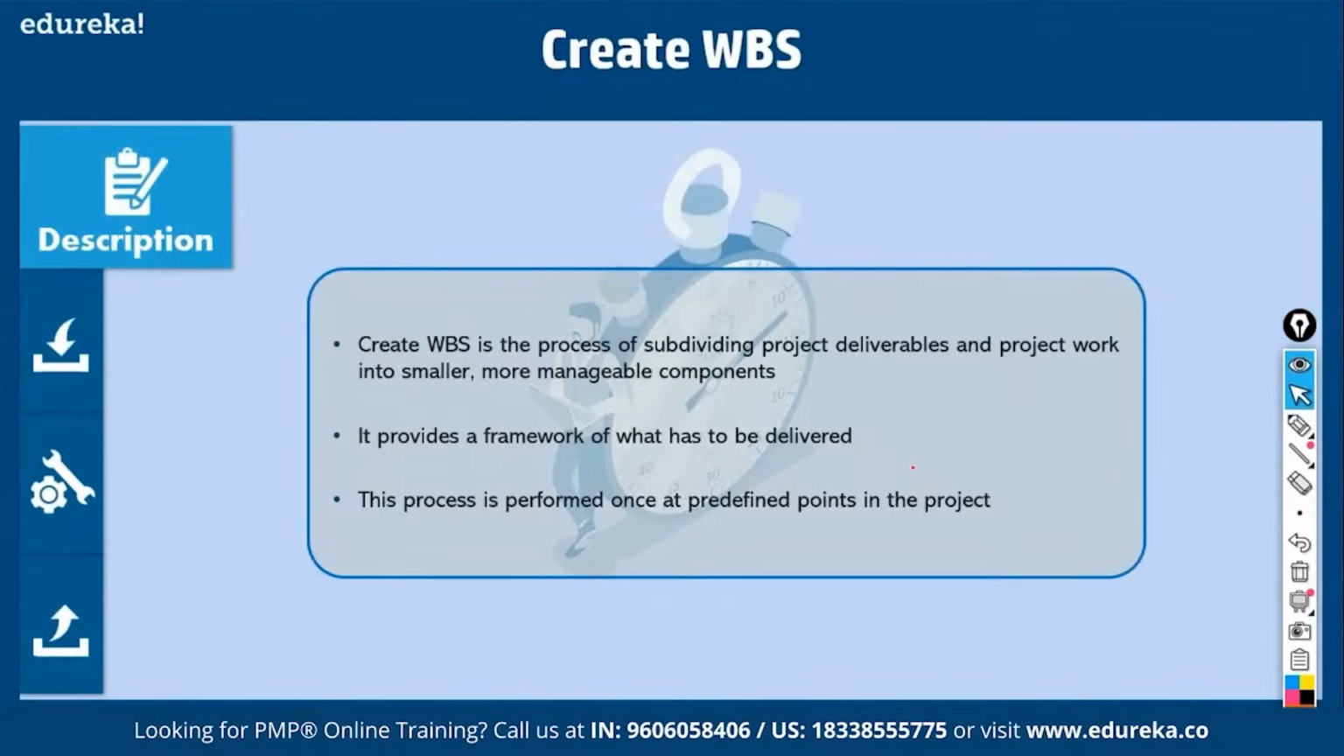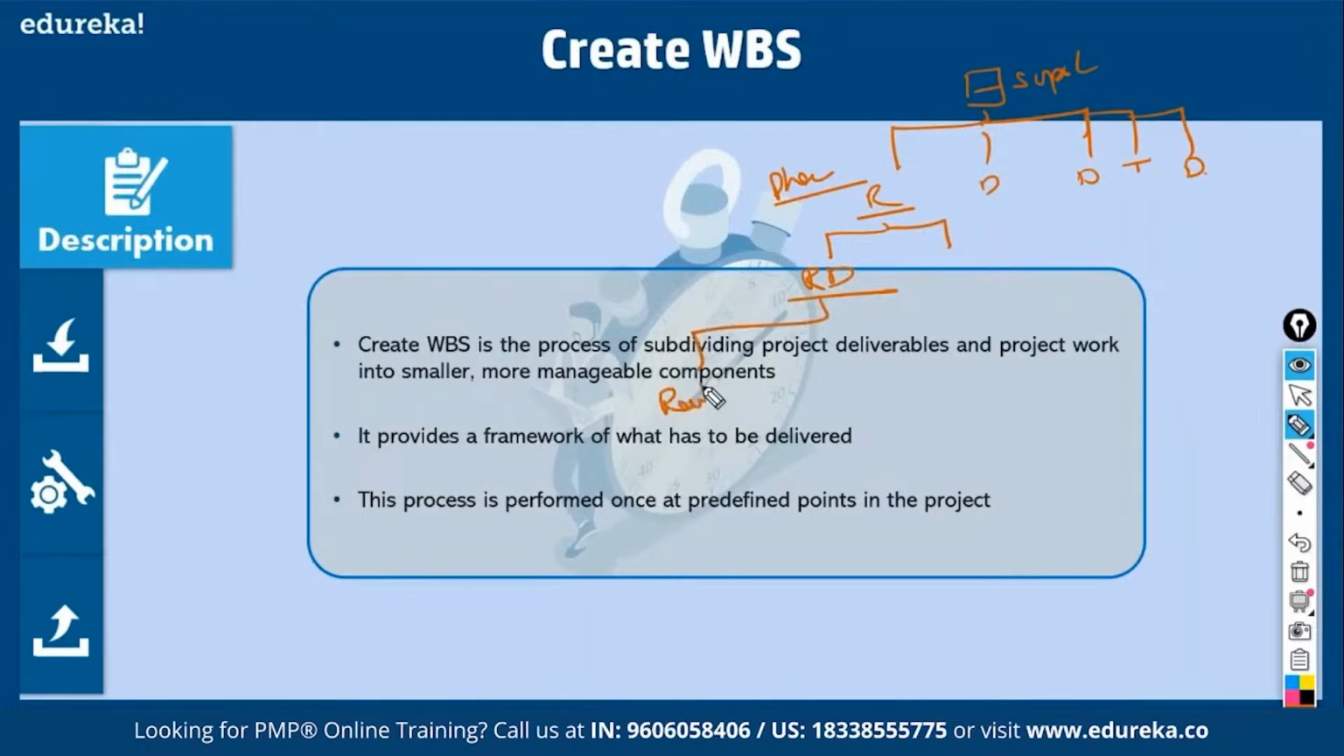This is a process of subdividing project deliverables and project work into smaller, more manageable components. It provides you a framework. For example, let us say this is the scope statement. You first break it down into phases, for example, requirements phase, then design phase, development phase, testing phase, deployment phase. Then from each phase, you define the major deliverables. For example, requirement documentation is a major deliverable. Requirement documentation for what? Well, Reuters interface, then Bloomberg interface, then interest rate interface, all the requirement documents.